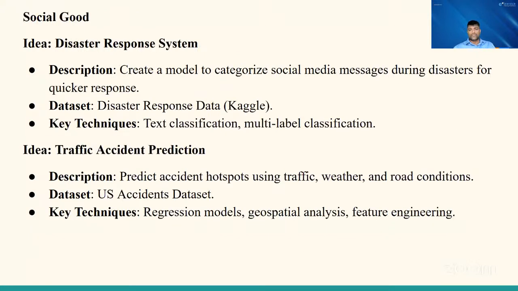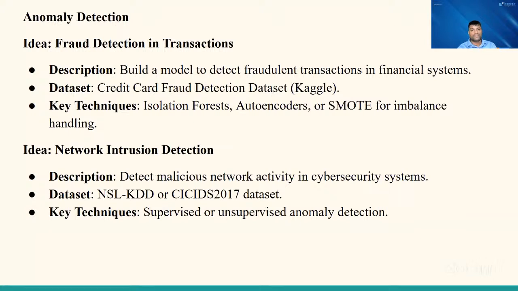So next is social good. For social good, you can come up with projects which will identify disasters, right? Also predicting accidents, right? These are things where you can think that you are helping the nation, or the country. So next is anomaly detection. Anomalies are particularly used in cybersecurity and the financial domain, where you can do fraud detection, and identify frauds in the cybersecurity domain as well.